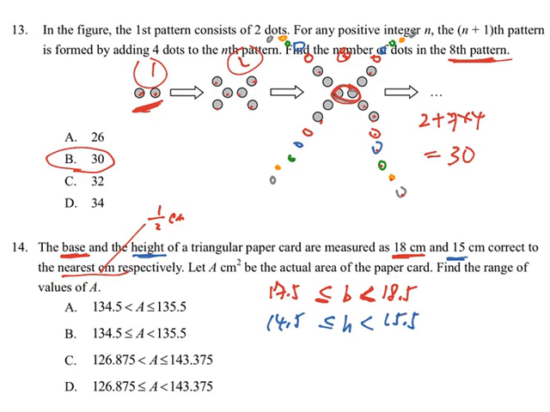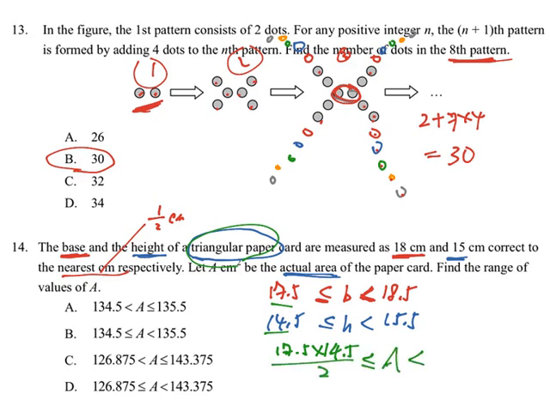And then we need to see the actual area. It is a triangle. So for triangle, base times height divided by 2. So we combine this, base times height divided by 2. So 17.5 times 14.5 over 2, the actual area. And then for the right hand side, 18.5 base times height divided by 2. So after simplification by using calculator, then you can get the answer D.